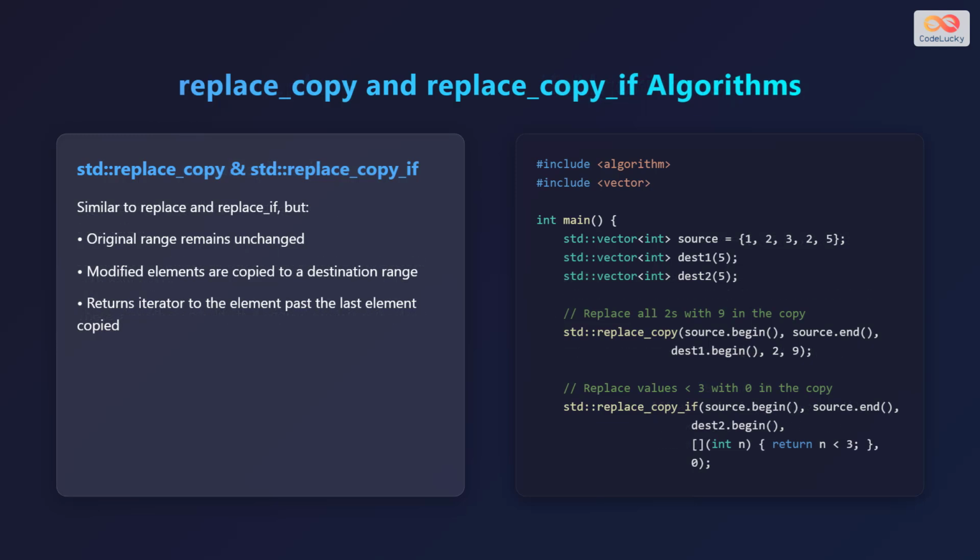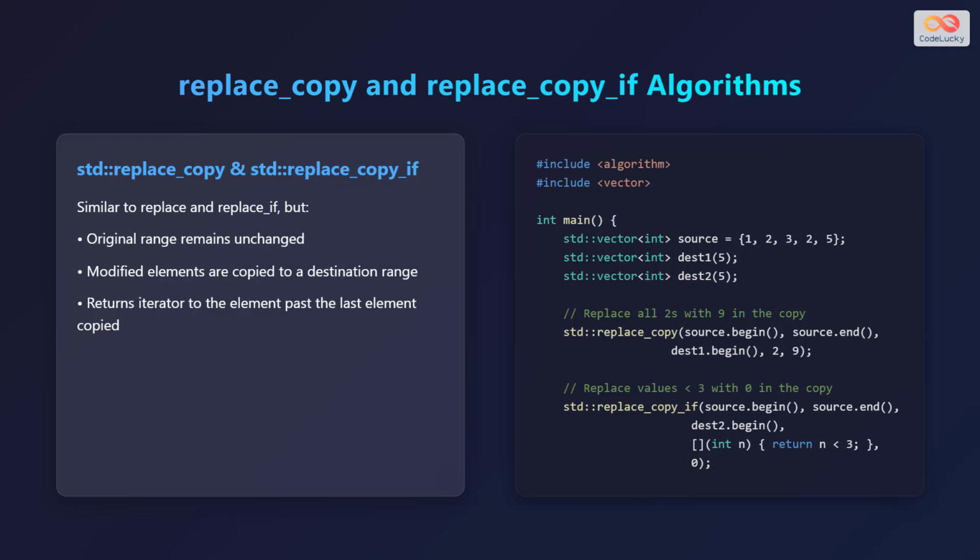Let's discuss replace_copy and replace_copy_if algorithms. These are similar to replace and replace_if, but the original range remains unchanged, and the modified elements are copied to a destination range. It returns an iterator to the element past the last element copied. Now let's look at a code example.